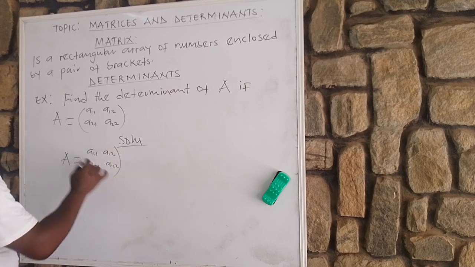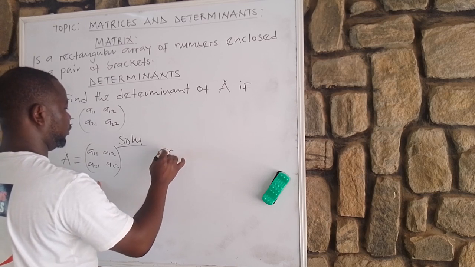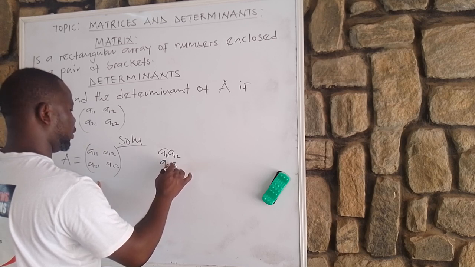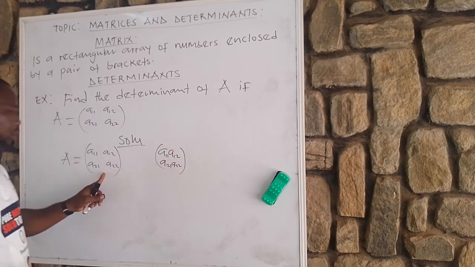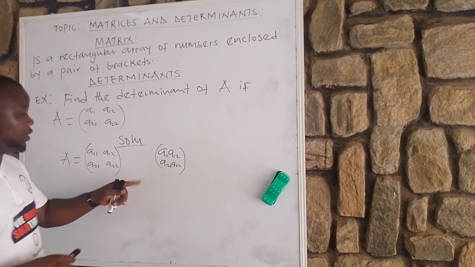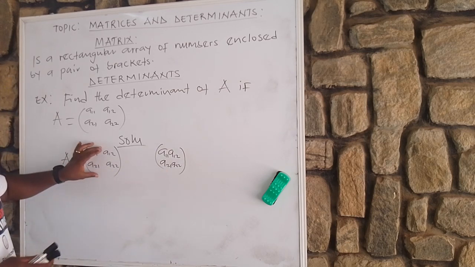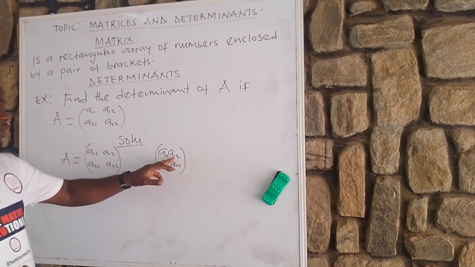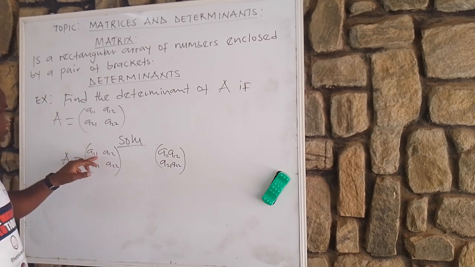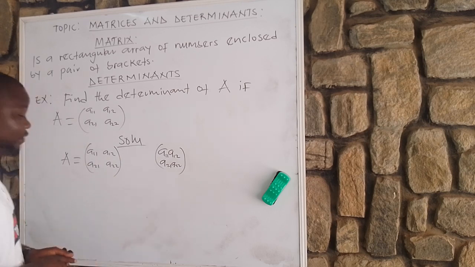Please, take note. You know that I'm not writing the matrix this way. This one and this one, they are not the same thing. Please take note. The reason why some of you fail mathematics is as a result of this. Is that clear? So always take note of this one and this one. Take note, please. Very important.